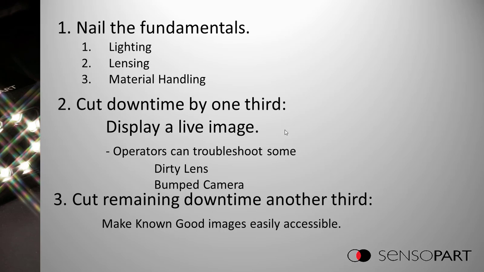And then finally, after that, the next thing you could do to quickly and easily cut your downtime is make known good images easily accessible. So known good image, or a reference image for each machine. You know, what does the camera see? What are the targets that it's looking for? What makes a good part? And that'll help everyone troubleshoot and refrain from reconfiguring a camera that actually found a bad part.